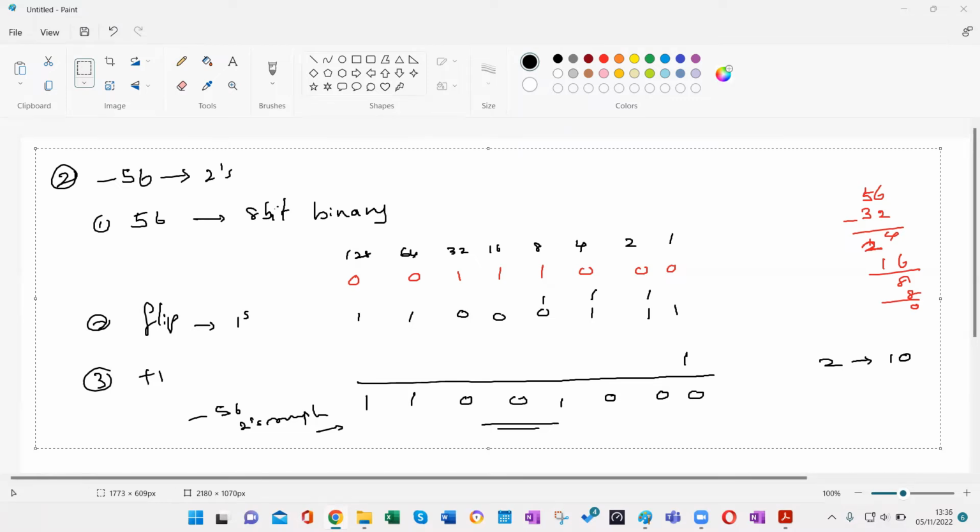Those who finished, move to the next one. Do the next question, which is minus 90. Have the answer ready. In the exam, you have to show the steps. Okay.